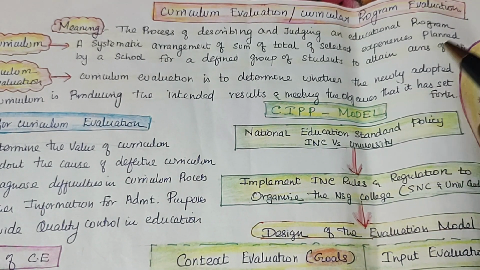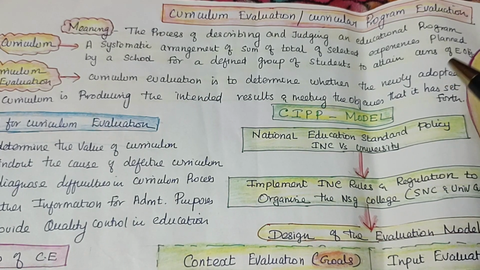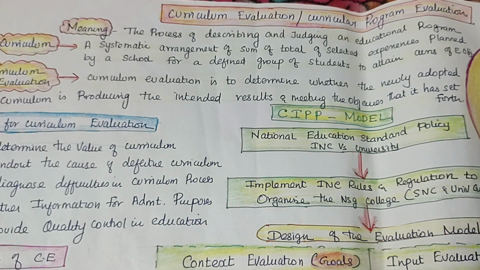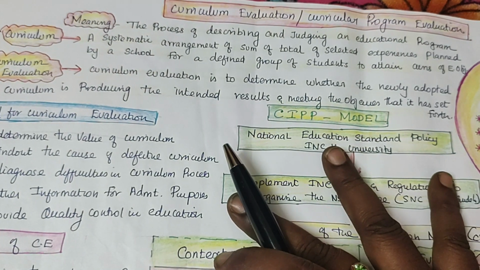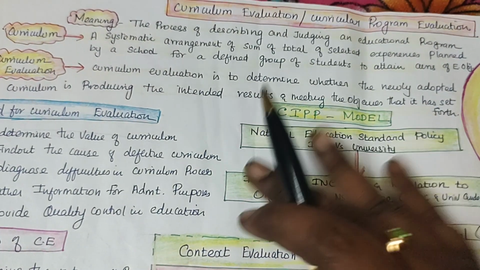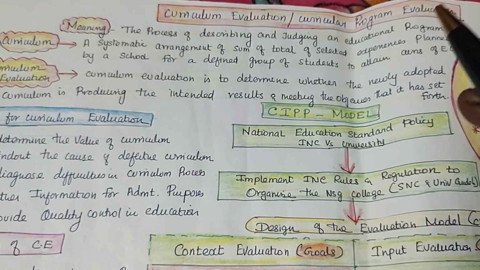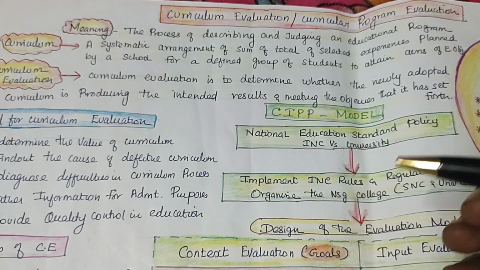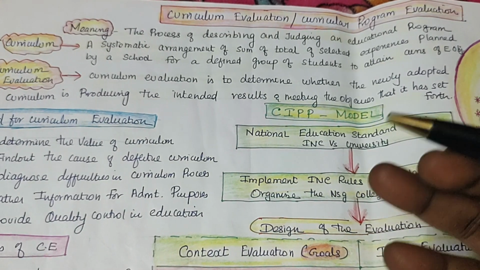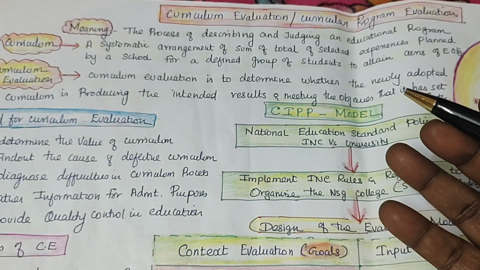Curriculum evaluation, or curricular program evaluation. What's curriculum? Curriculum is a systematic arrangement of selected learning experiences planned for a particular group of students in order to achieve the educational objectives. That's called the curriculum. Curriculum evaluation is determining whether the newly adapted curriculum has achieved its intended result, what it is supposed to produce.